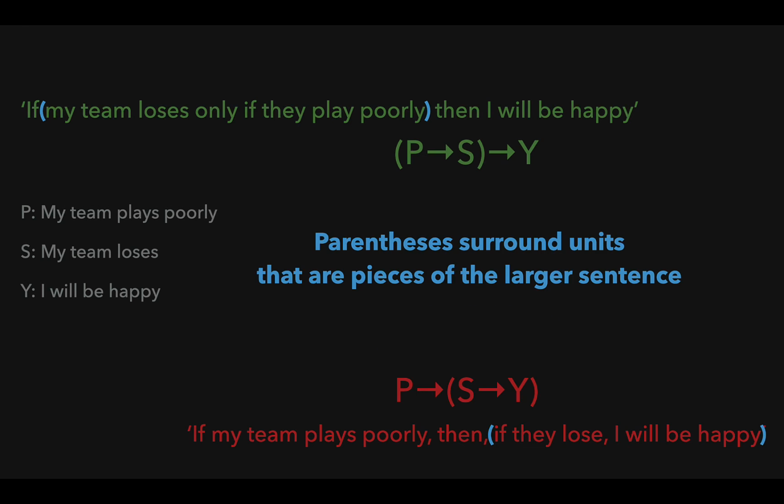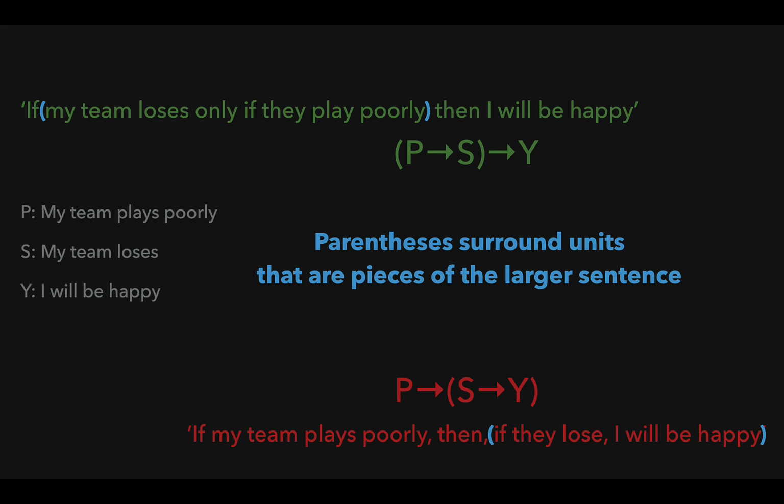And so then we have these two different symbolizations. We have on the top, parenthesis, P arrow S, parenthesis, a unit, and then we put an arrow after that, which means that that unit that came before is going to be the antecedent of a conditional, and the Y is the consequent of the conditional, and the unit is P arrow S. So in the logical language, we have a conditional whose antecedent is itself complex, is itself a conditional, which is what we wanted, because in the English we have a conditional whose consequent is simple, I will be happy, but whose antecedent is complex, is a conditional.